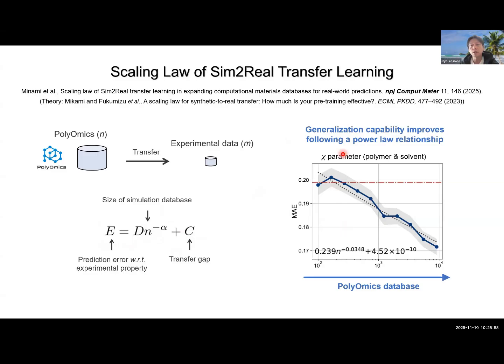So this is a result of the scaling behavior for the prediction task of the experimental chi parameter. As we increase the PolyOmics database from 10^2 to 10^4, the mean absolute error of the experimental property prediction improved almost linearly. The red line indicates the predictive performance obtained from scratch learning using experimental data only. As you can see from this figure, very strong scaling has been observed successfully. Once such scaling is observed, we can estimate, for example, how much data is necessary to achieve the desired prediction accuracy in real-world applications.